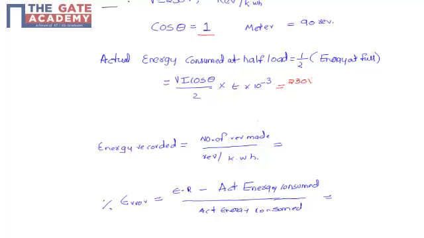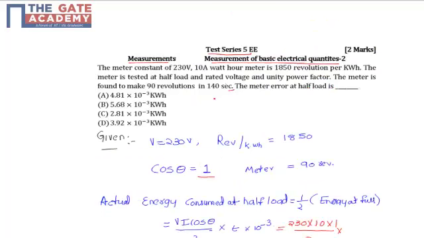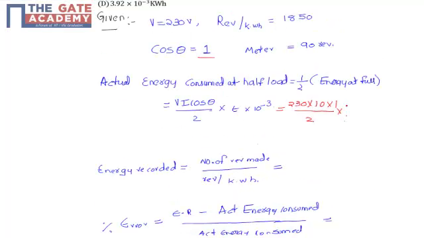V is 230 volts, current is 10 ampere, unity power factor means cos theta is 1, divided by 2. T is given as 140 seconds, which is 140 by 3600 hours for kilowatt hour, into 10 power minus 3. After solving, we get the actual energy consumed at half load as 44.72 into 10 power minus 3 kilowatt hour.